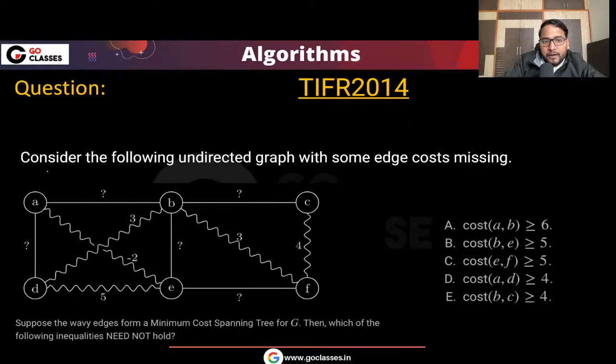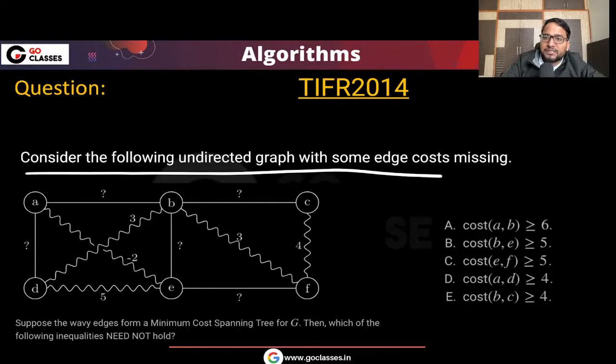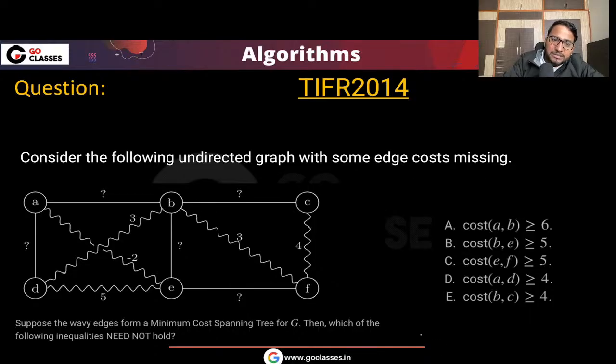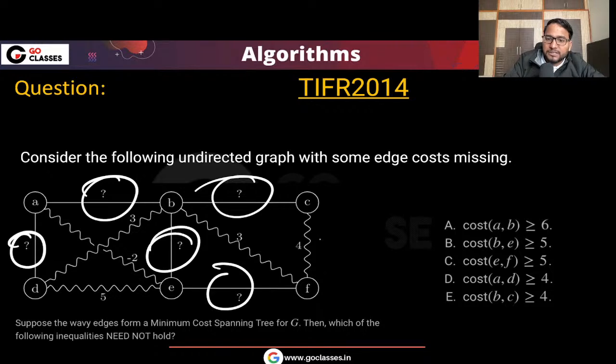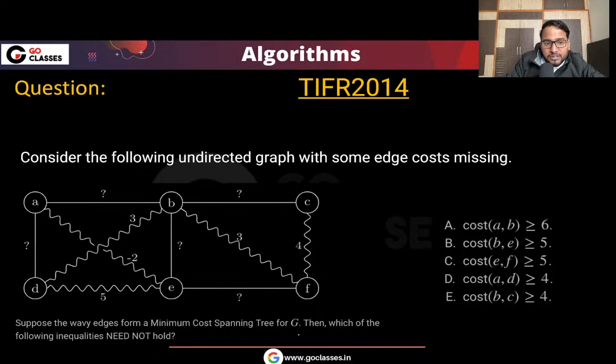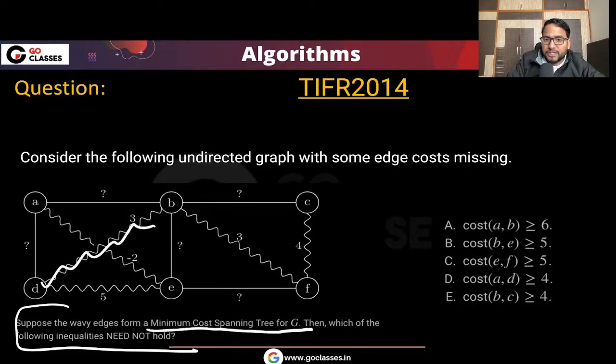What they are saying: consider the following undirected graph with some edge costs missing. This is missing, this is missing, this is missing, this is missing. Suppose the wavy edges form a minimum cost spanning tree for G. Then which of the following need not hold?